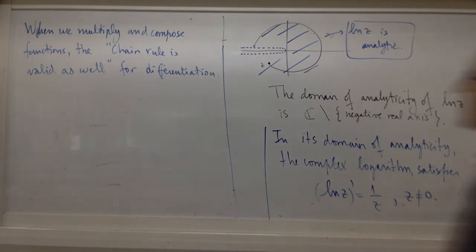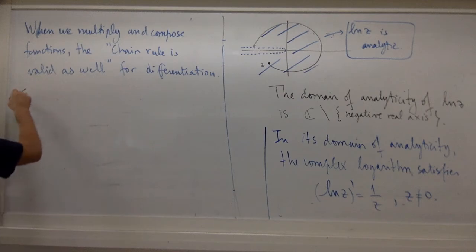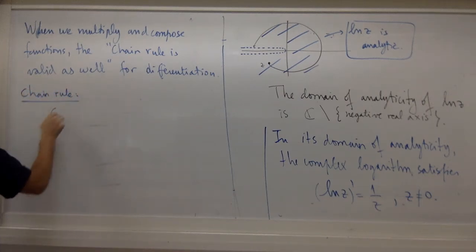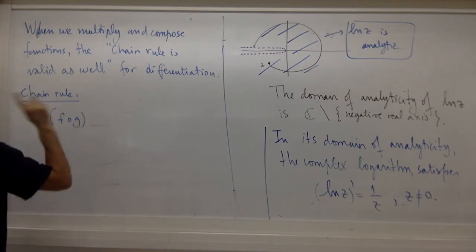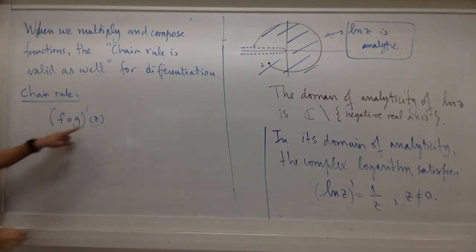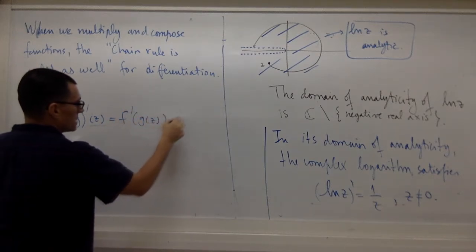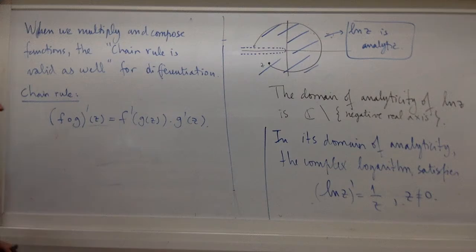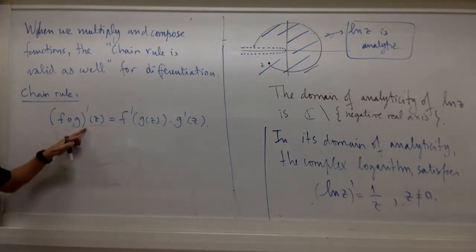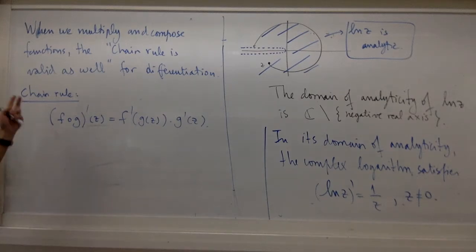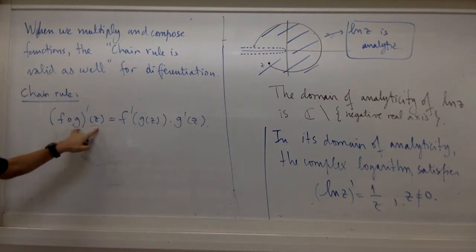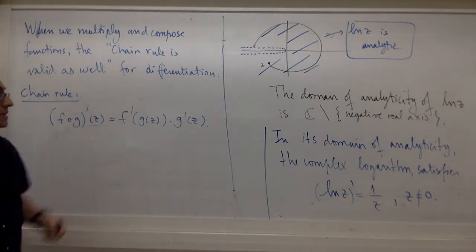So the chain rule is as follows. If you take the derivative of f of g at the point z, then you're going to get f prime at g of z times g prime of z. To compute the derivative of the composite function, you take the derivative of the first one, evaluate at the second one, g of z, and then multiply by the derivative of the second one.